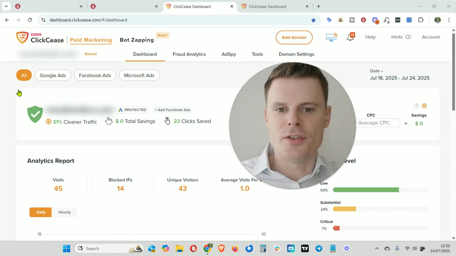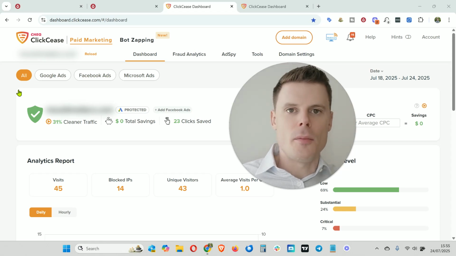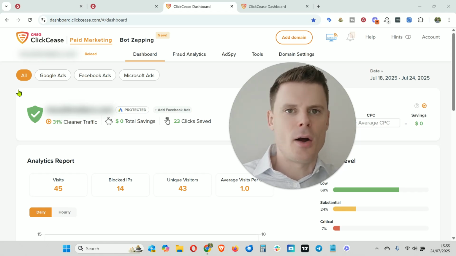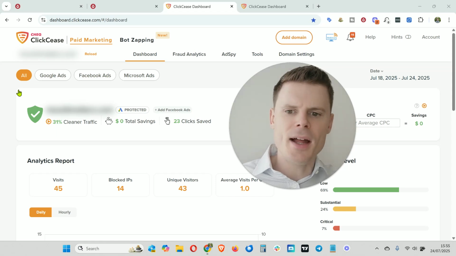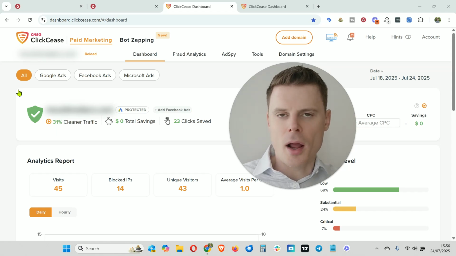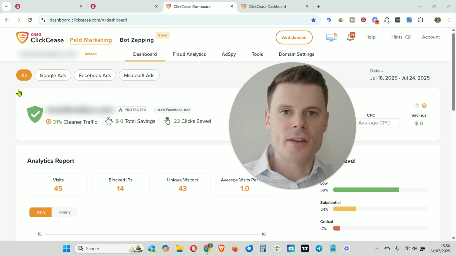The way these types of services work is that they monitor the traffic coming from organic sources and also from ads, and monitor the IP addresses and the types of behavior of those users, where they're coming from, how often they are clicking ads, and how often they're visiting the website and spending time on the website. And by doing that, people or IP addresses that have very suspicious behavior can be blocked.